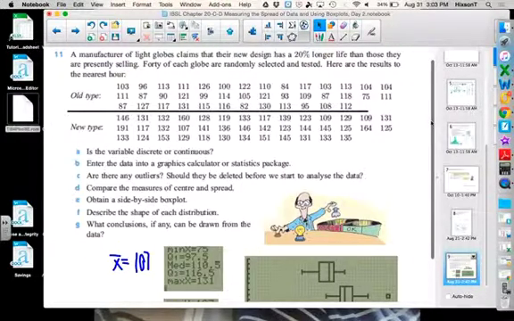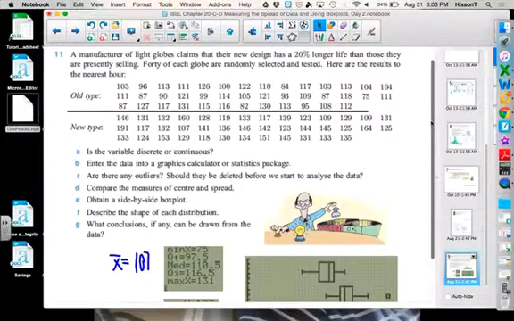Discrete. Okay, Michael's saying discrete. What do you guys think? Continuous. Oh, to the nearest hour. So, continuous, because it's rounded. So that's why it's discrete. So, it's rounded, so that's why it's discrete.